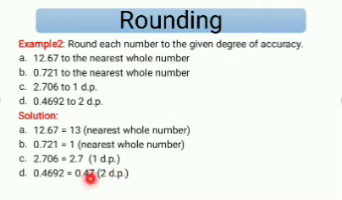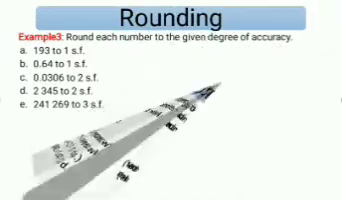So to 2 decimal places it is 0.47. As you can see now, after the decimal point we have 2 digits. And after the decimal point here, we have 1 digit, because it's 1 decimal place. Is that clear? Now the last example that we are going to look at is on significant figures.